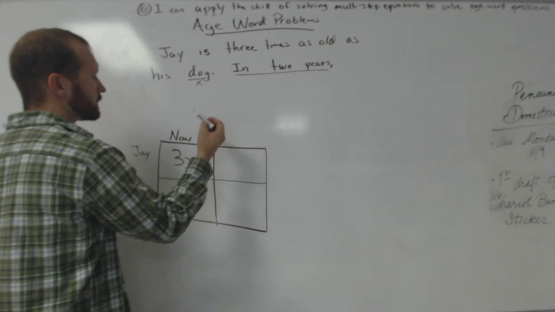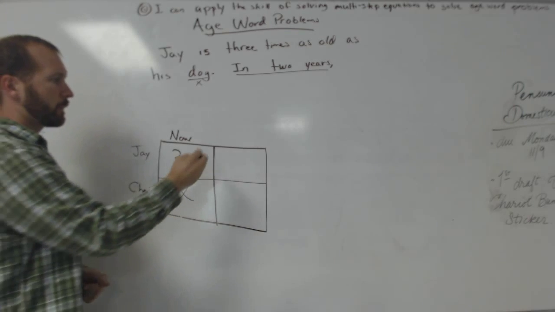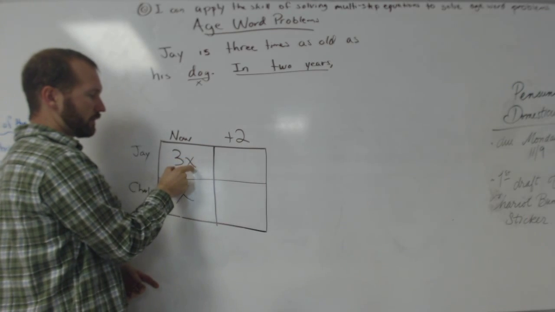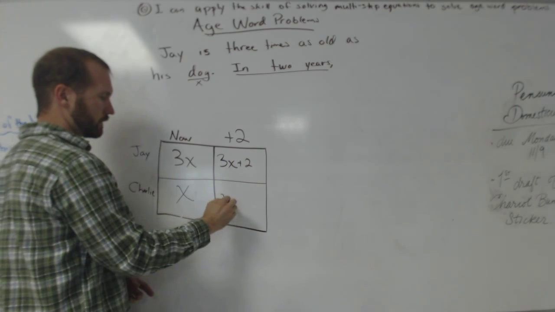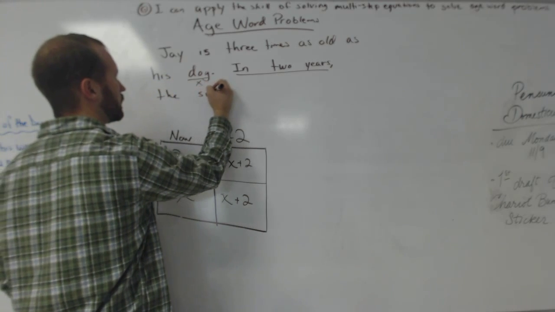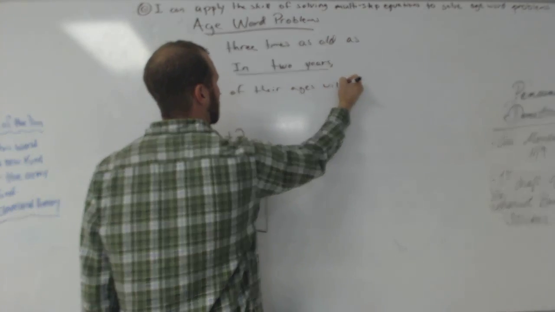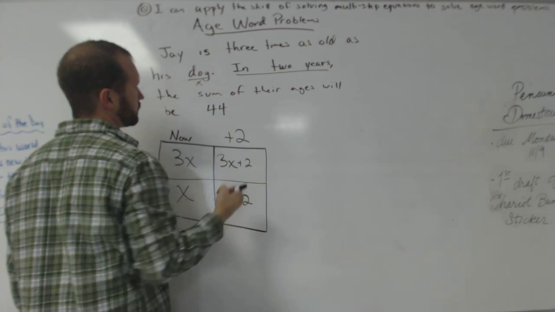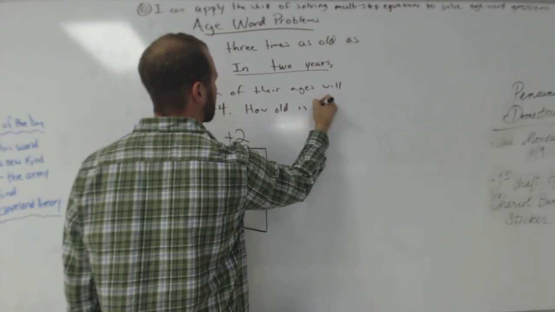In 2 years, how do I fill out this column then? Plus 2. All I do is add plus 2 to this. So I have 3x plus 2, and then I have x plus 2. Charlie. In 2 years, the sum of their ages will be 44. How old is each?